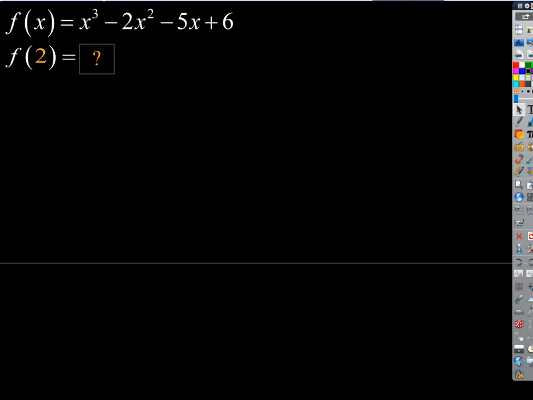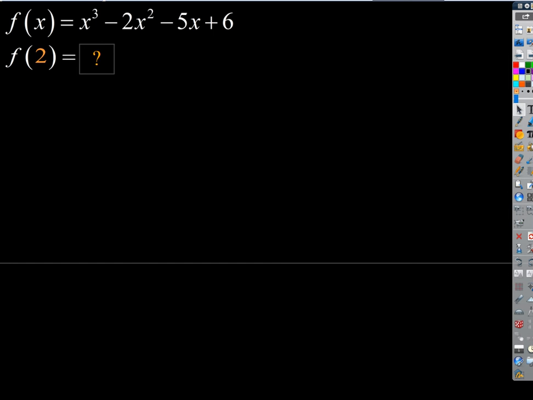All right, let's have a look here. Just a little bit of review from a few sections ago. How could we easily evaluate that function at 2? What are our options here?